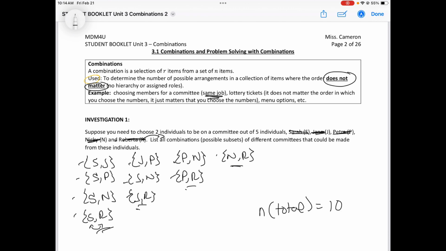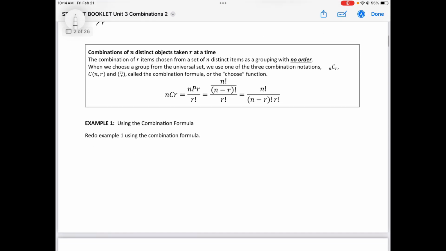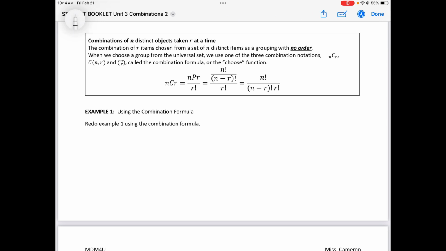Now, listing those subsets is very, very tedious. So we're going to find ways to do this with algebra. Okay, so combinations of n distinct items taken R at a time. That's what it's actually called. So the combination of R items chosen from a set of n distinct items as a grouping with no order. Okay, so when we choose a group from the universal set, we use one of the 3 combination notations.